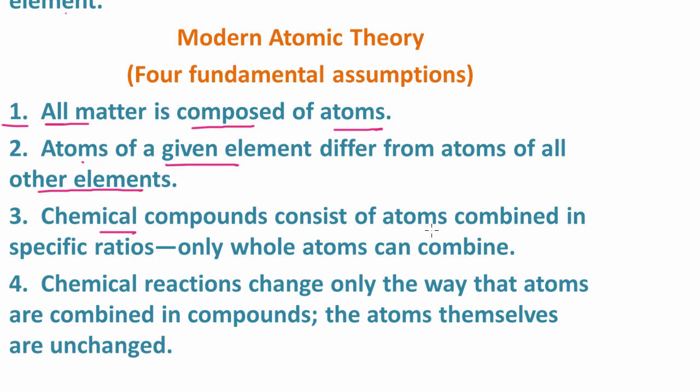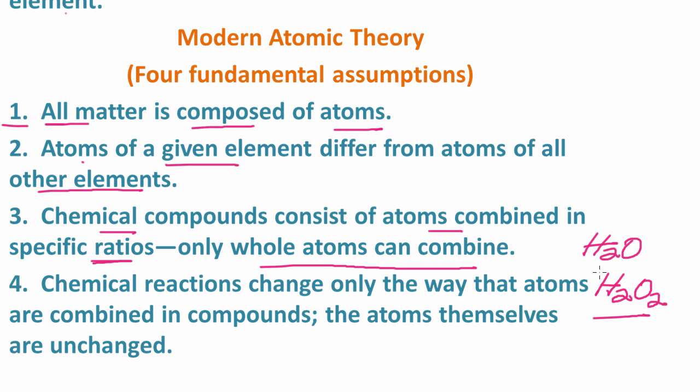Chemical compounds consist of atoms combined in specific ratios. Only whole atoms can combine. So for example, here we have water, and that is composed of 2 hydrogen atoms and 1 oxygen atom, and yet here we have hydrogen peroxide. That's 2 hydrogens to 2 oxygen atoms. Both are different compounds. And as we see, we have whole atoms that combine. We don't have half atoms or quarter atoms that combine.